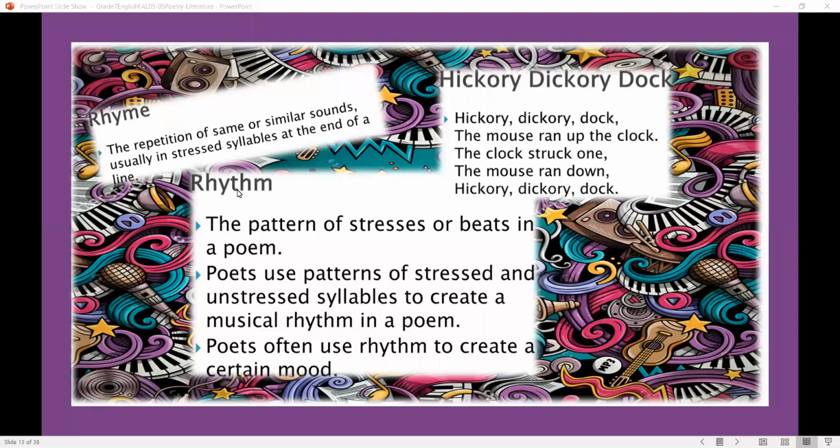Someone's got a good question: what if a word is spelled the same, like right and right, and it's in the poem, will it be a rhyme? Yes, if it's at the end of a line. As long as it's at the end of a line, it will rhyme. Okay. So that's a very good question. I'm glad you asked that.